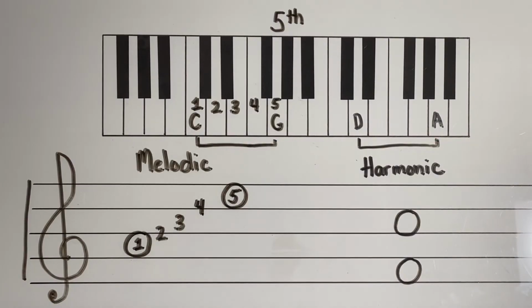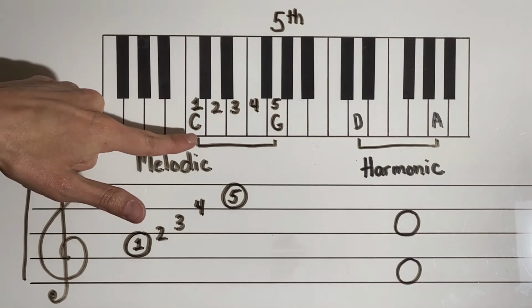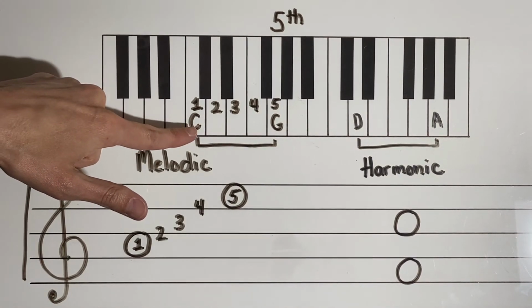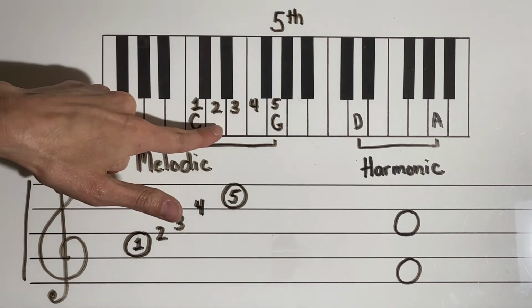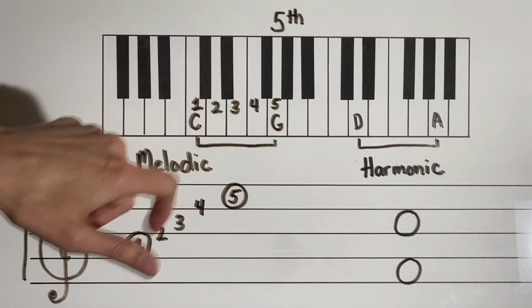The last interval we're going to talk about today is a fifth. We're going to count them together, so feel free to count with me. We're going to start with our C. We're going to go a fifth above C. 1, 2, 3, 4, 5. A fifth above C is going to be G.